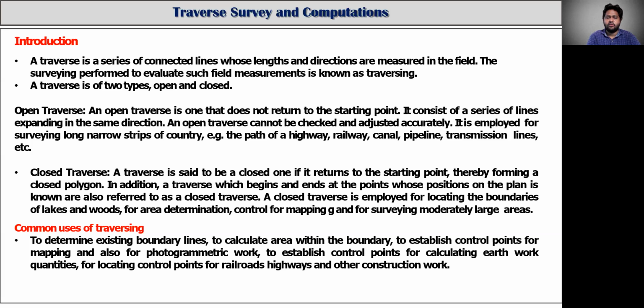Because if you want to calculate earthwork, we require traversing. If you want to do mapping and photogrammetric works, it requires traversing. For locating control points for railways, roadways, highways, and other construction works, we require traversing.